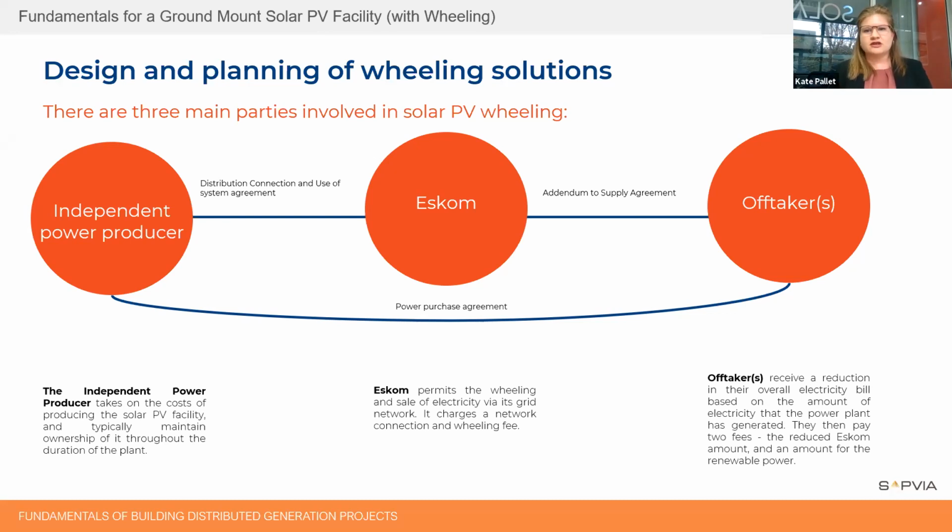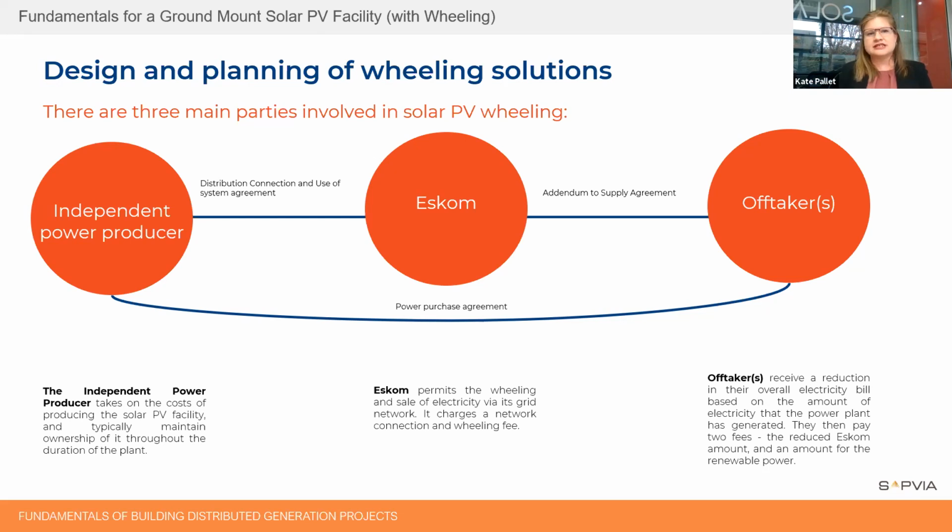And then obviously your last one is your off-taker. So that's your client. They will receive a reduction in their overall electricity bill based on the amount of electricity that the power plant has generated. And they pay 2 fees at the end of the month. They will pay their reduced Eskom amount, which will be their normal amount of electricity they've consumed during the month, minus the amount that the wheeling project has produced. And then they'll pay an independent power producer bill as well. So they get 2 separate bills at the end of the month.